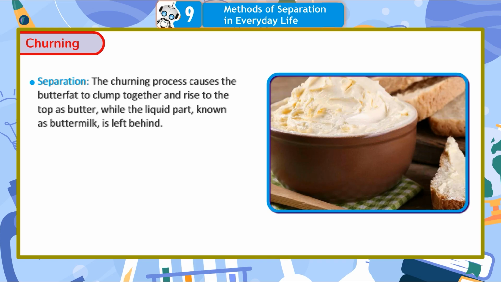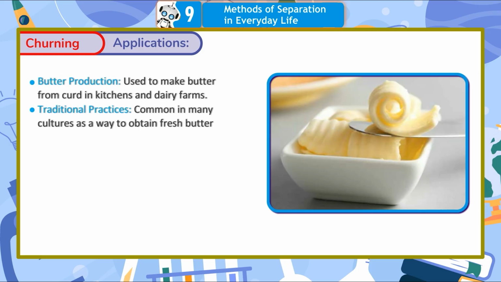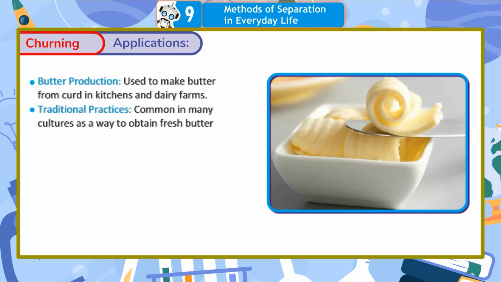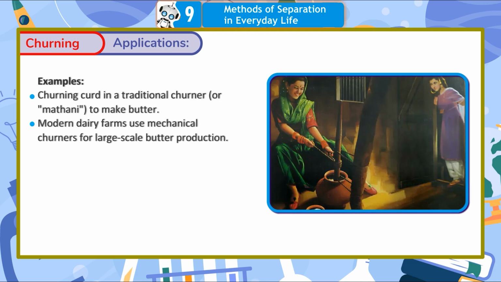Separation. The churning process causes the butter fat to clump together and rise to the top as butter, while the liquid part known as buttermilk is left behind. Applications. Butter production. Used to make butter from curd in kitchens and dairy farms. Traditional practices. Common in many cultures as a way to obtain fresh butter. Examples: churning curd in a traditional churner or matani to make butter.